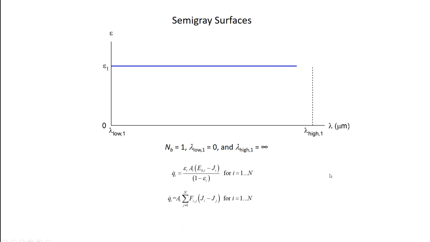Just to remind you, at this point, hopefully you're really good at simulating gray surfaces, right? A gray surface is one where I just have one band, n sub b is 1. The lower limit of that band is 0, and the upper limit of that band is infinity. And I write this set of equations here for that one band, right? So all I'm going to do now is expand this set of equations and write it for every single band. That's all the semi-gray surface does: it takes the same set of equations and just adds another subscript to those quantities that are unique to each band.